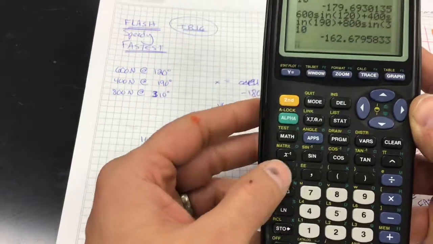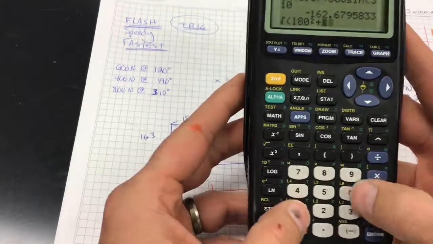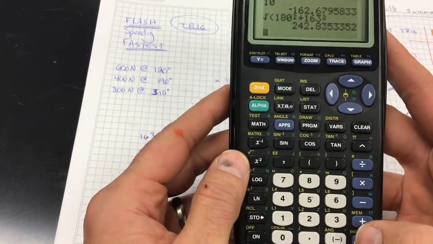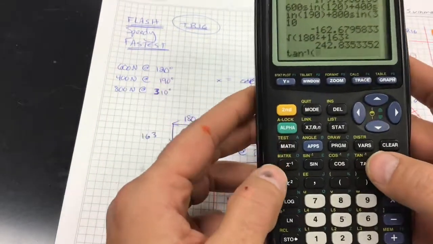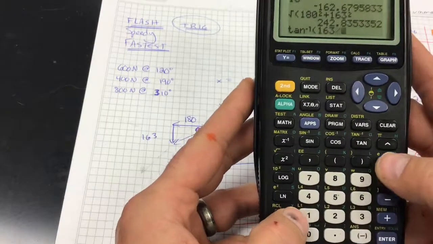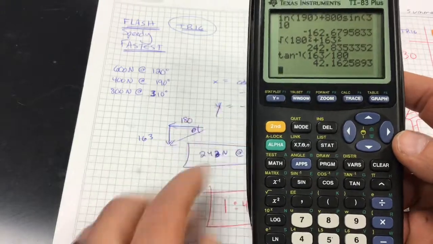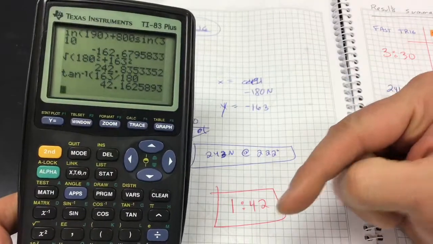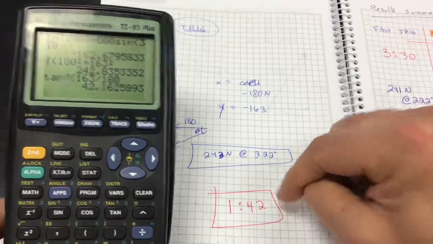So, negative 180, negative 163, draw them out here, and then use the Pythagorean theorem the really quick way. Second function, square root of 180 squared plus 163 squared is 243. So I've got 243 newtons, and then the inverse tangent, second function tangent of 163 divided by 180 is 42.2 degrees. 180 plus 42 gives you 222 degrees. Done. That took me 1 minute and 42 seconds.